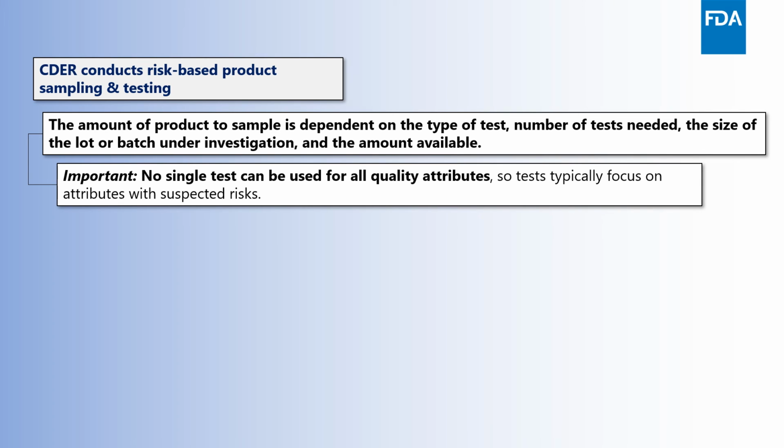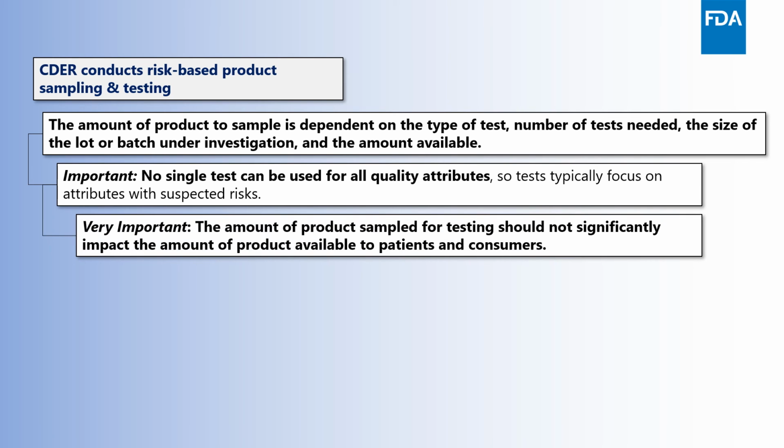Now let's discuss how sampling and testing works. CEDAR determines the amount of product to sample based on the type of testing to be conducted, number of tests needed, the size of the lot or batch under investigation, and the amount available. It is important to note that no single test can be used for all quality attributes, so tests typically focus on the attributes with suspected risks. Further, it is very important that the amount of product sampled for testing by CEDAR should not significantly impact the amount of product available to patients and consumers.